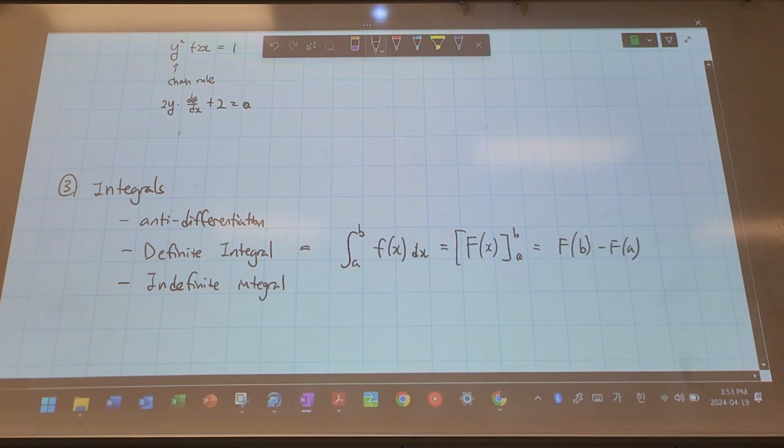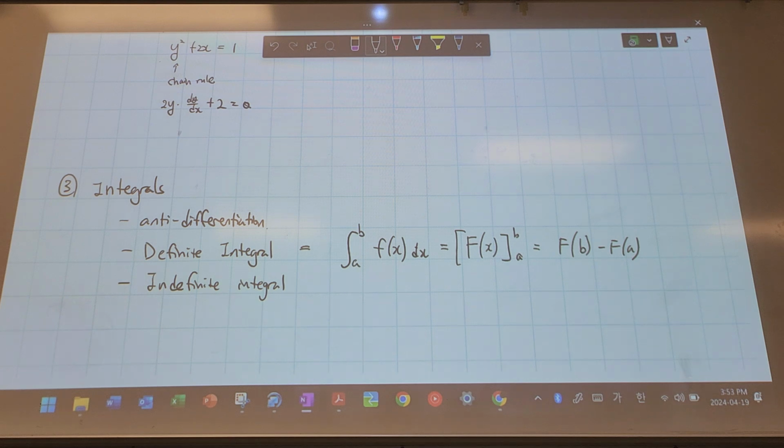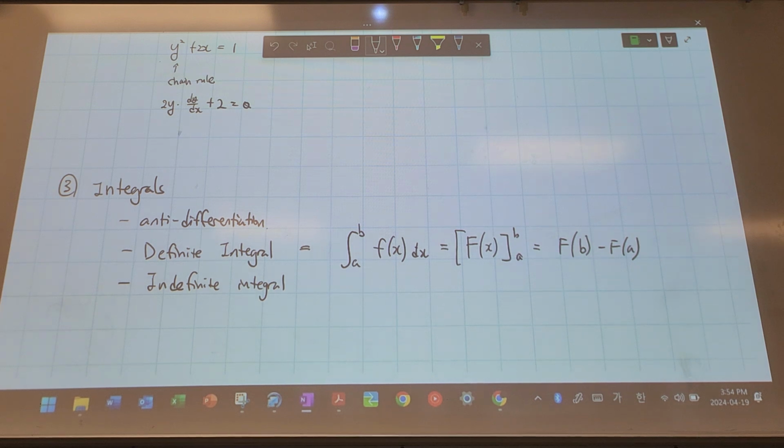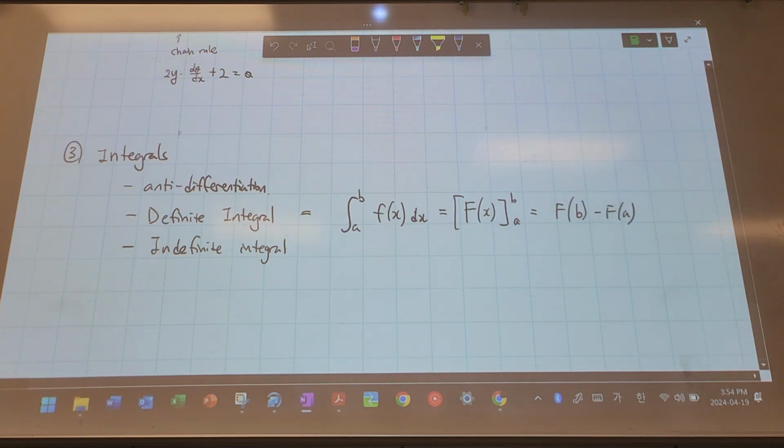Which one is the bigger number, a or b? Like which one is a? A is the smaller number, sorry. b is the higher number. Okay. We go from bottom to top. Just like the sigma notation, we go from i equals 0 to n. Makes sense. So that's the definite integral.